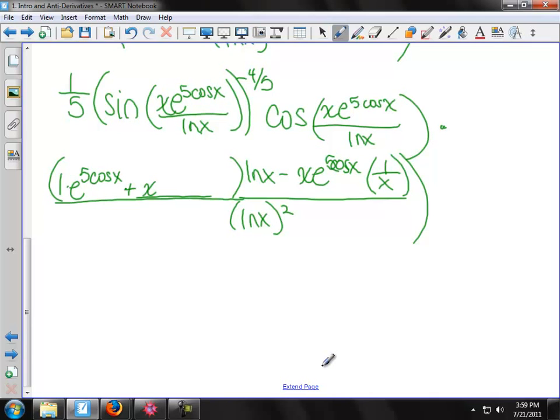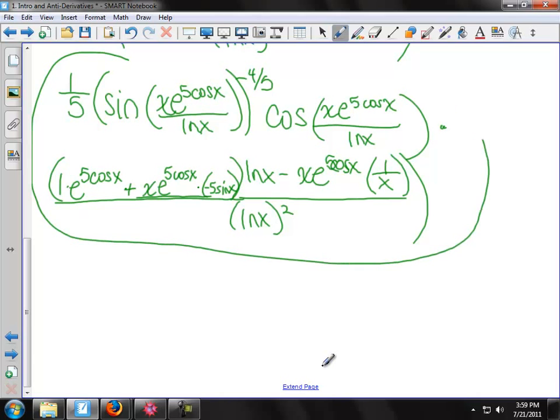This is our last chain rule. Our outside function is e to the something. The derivative of e to the something is just e to that something times the derivative of the inside. So the derivative of 5 cosine of x is negative 5 sine of x. And there we go. We've taken that horribly complicated derivative, and this whole thing is our answer.